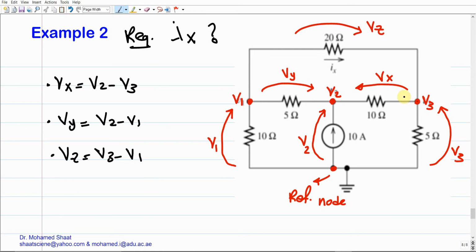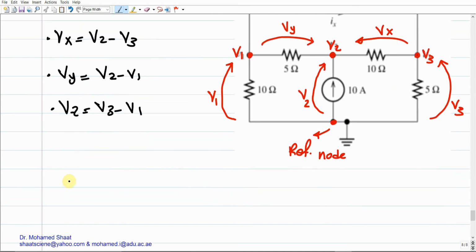Which one you start with first doesn't matter. Just apply Kirchhoff current law to all of these 3. It doesn't matter which one first. I'm going to start, for example, with node 1. So let us start with node 1.